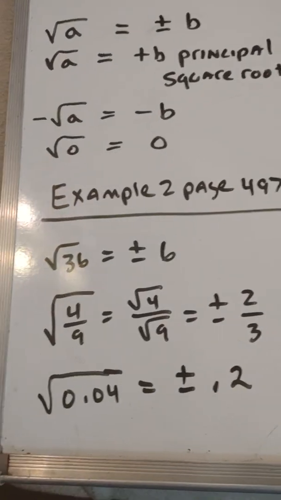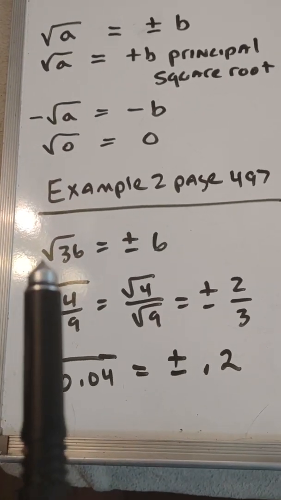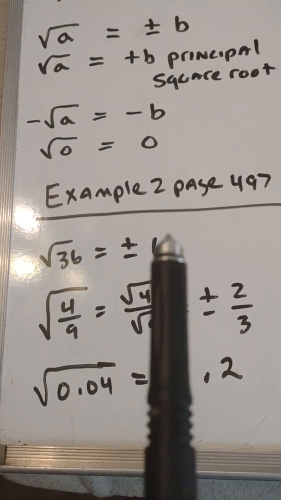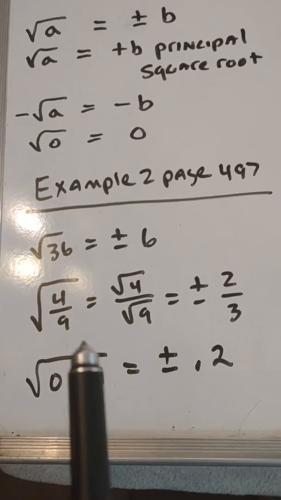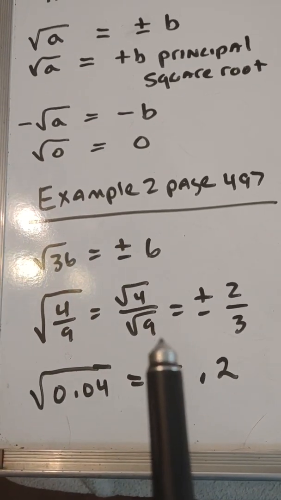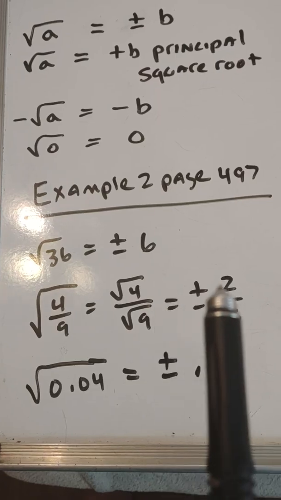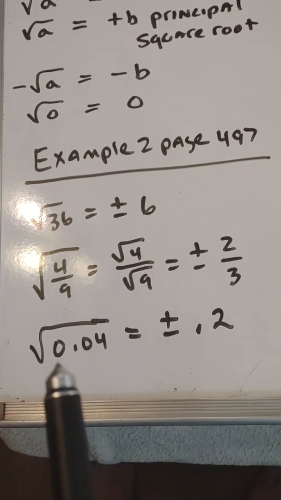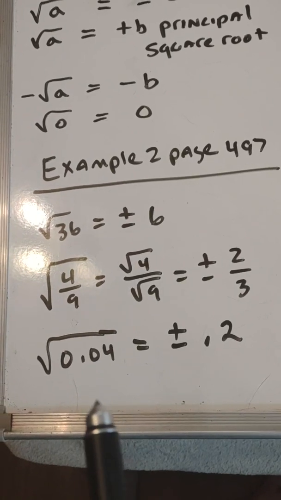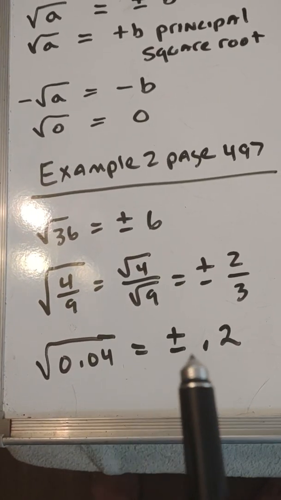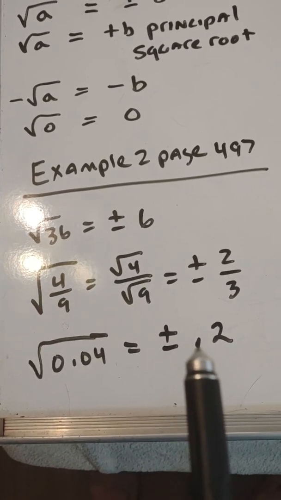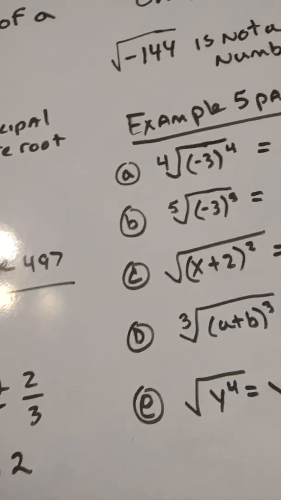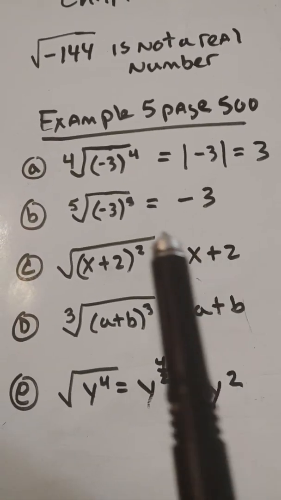Example 2, just some basics. Square root of 36 is a perfect square, so it becomes plus or minus 6. Square root of 4 over 9, we put square root of 4 over square root of 9. Square root of 4 is 2, square root of 9 is 3, so it's plus or minus 2/3. Square root of 0.04, in order to get 2 decimals, we have to have 1 decimal here, so it's plus or minus 0.2.